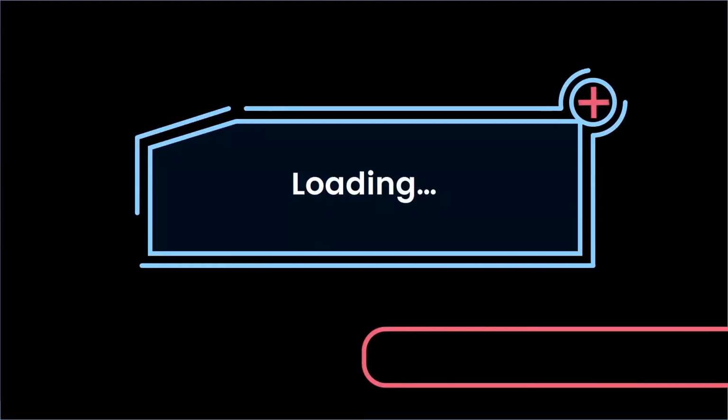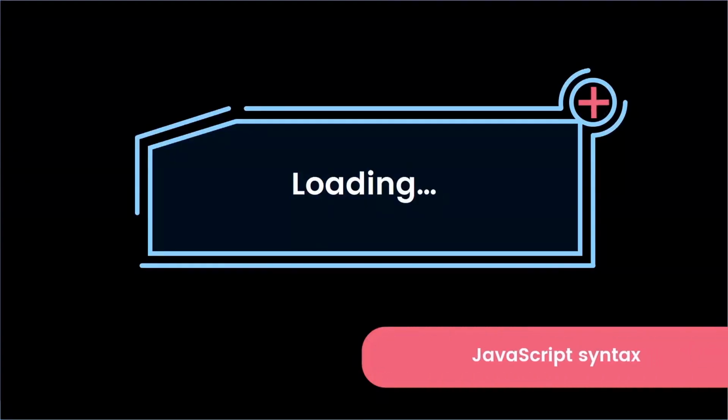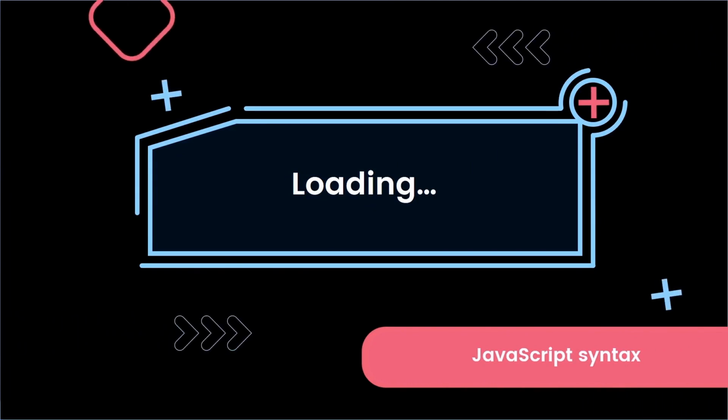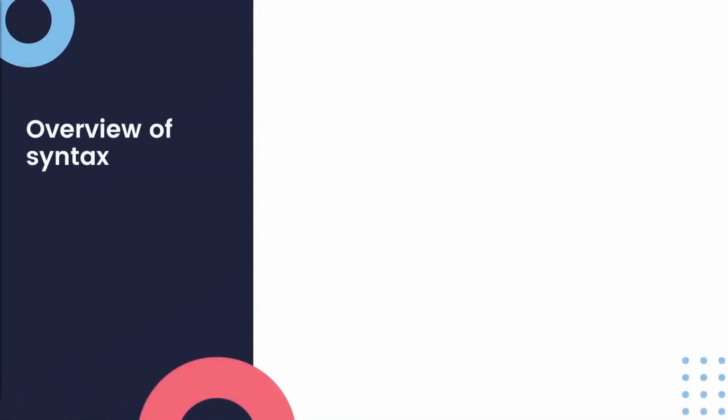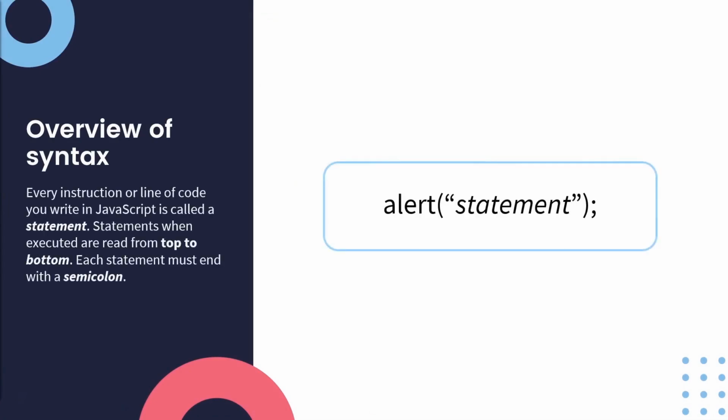Excellent. Now let's move on to our next topic in this lesson, which is the syntax in JavaScript. The idea here is essentially just to briefly introduce you to the syntax and how the syntax works and how we write our JavaScript code. First, we will have a look at the overview. Essentially, every instruction or line of code in JavaScript is known as a statement. So this alert example that we have over here is just a statement, okay? And statements are executed from the top to the bottom in your code.